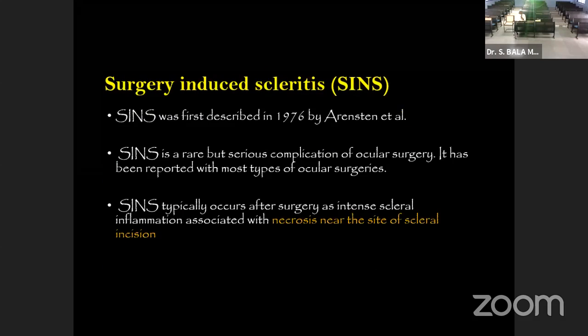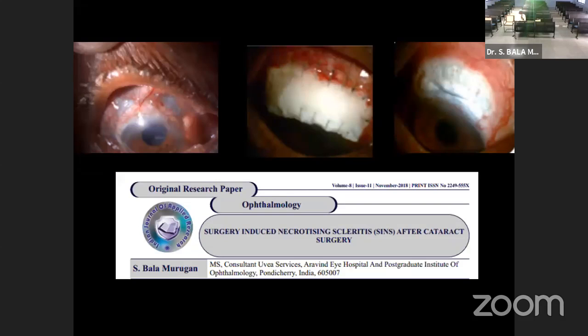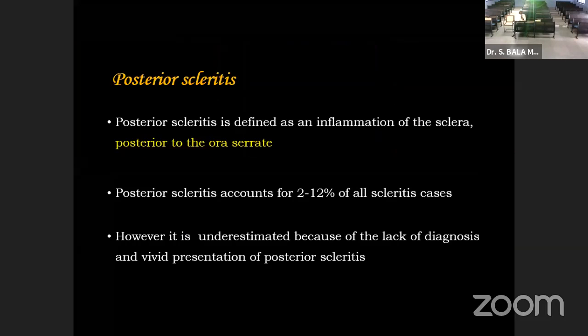Not to forget, surgically induced scleritis has become popular, first identified by Argentin, and there is a necrosis at the site of scleral incision. This is my own picture, following small incision cataract surgery. There is a necrosis, as you can see, an up-down pupil, with appropriate debridement as well as patch graft. You see a remarkable improvement, and we published this case report.